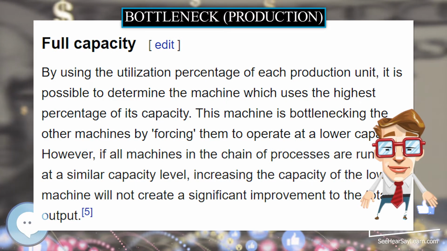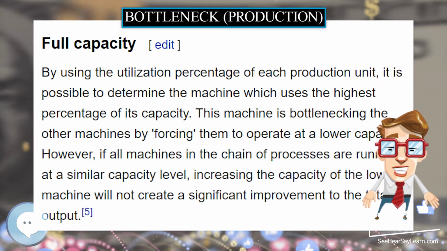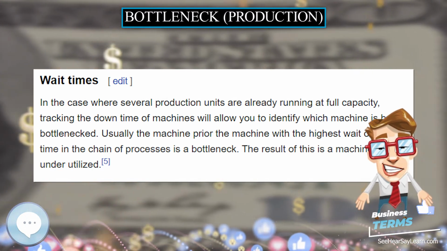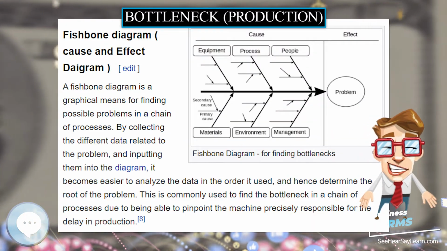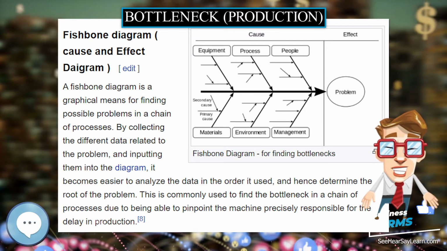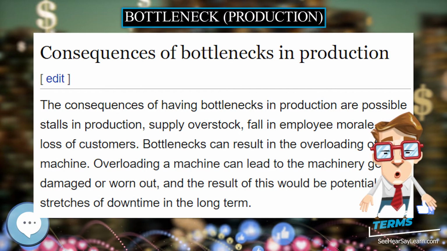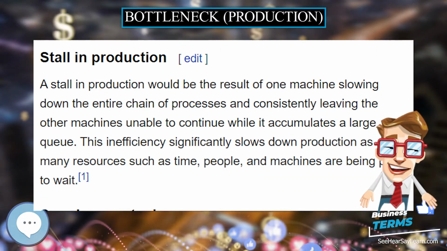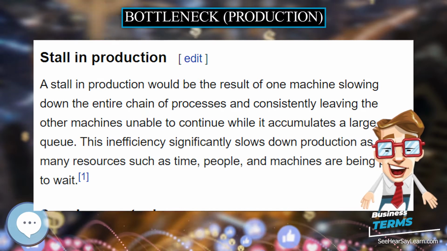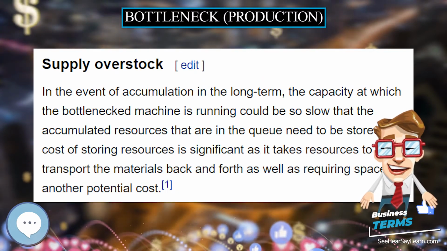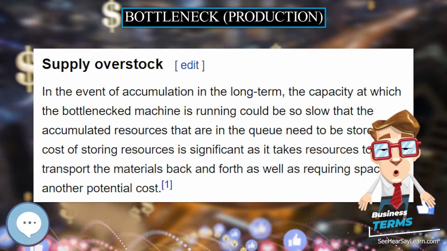Full capacity. By using the utilization percentage of each production unit, it is possible to determine the machine which uses the highest percentage of its capacity. This machine is bottlenecking the other machines by forcing them to operate at a lower capacity. However, if all machines in the chain of processes are running at a similar capacity level, increasing the capacity of the lowest machine will not create a significant improvement to the total output.